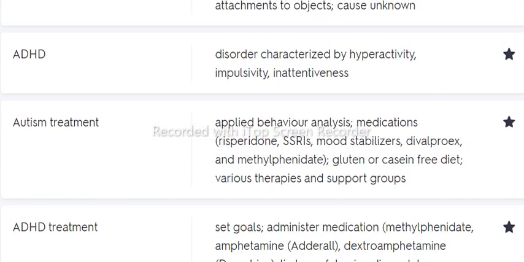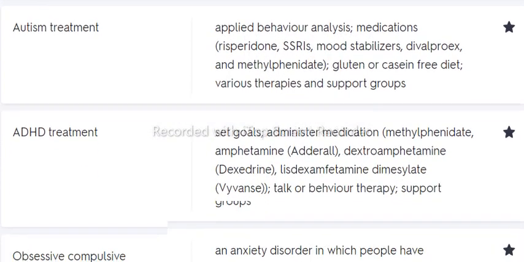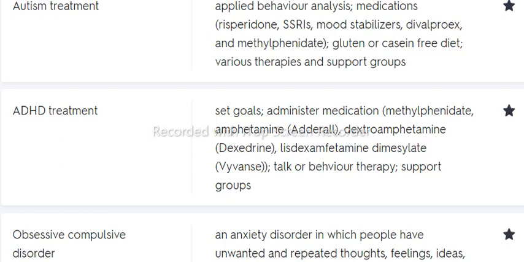Autism treatment. Applied behavior analysis, medications, gluten or casein-free diet, various therapies and support groups. ADHD treatment. Set goals, administer medication, dextroamphetamine, lisdexamfetamine dimesylate, talk or behavior therapy, support groups.